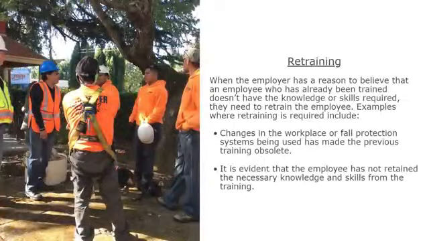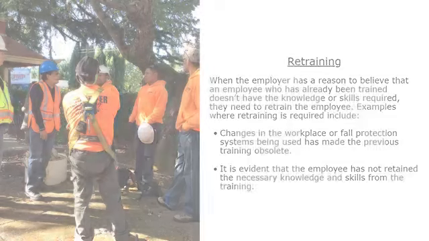Retraining. When the employer has reason to believe that an employee who has already been trained doesn't have the knowledge or skills required, they need to retrain that employee. Examples where retraining is required include changes in the workplace or fall protection systems being used that have made the previous training obsolete. It is evident that the employee has not retained the necessary knowledge and skills from the training.